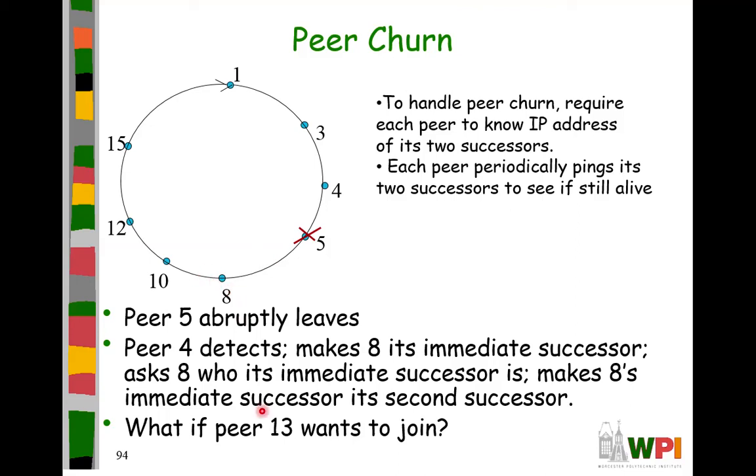So what is the difference? The difference between 8 and 13 is 5, between 8 and 5 and 13 is 8, and between 13 and 10 is 3. So 10 is closest, and 8 forwards the request to 10. Similarly, 10 forwards it to 12, and 12 forwards it to 15. So 15 is the closest, the successor for 13. So 13 will be placed between 12 and 15.